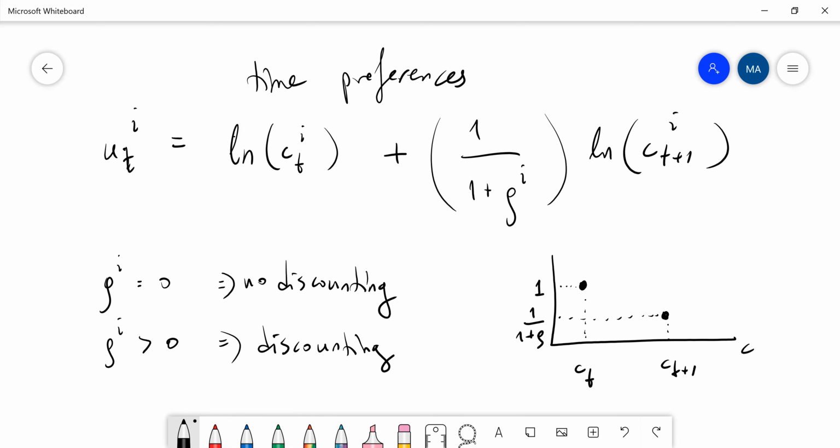Okay, so these are consumption levels, and these are the utility levels attached, the weights of utilities attached to consumption levels at different dates, right? Because now I have time preferences. I have certain preferences on when I'm going to consume my resources, right? So now, why is that important? Because it affects my savings, right?